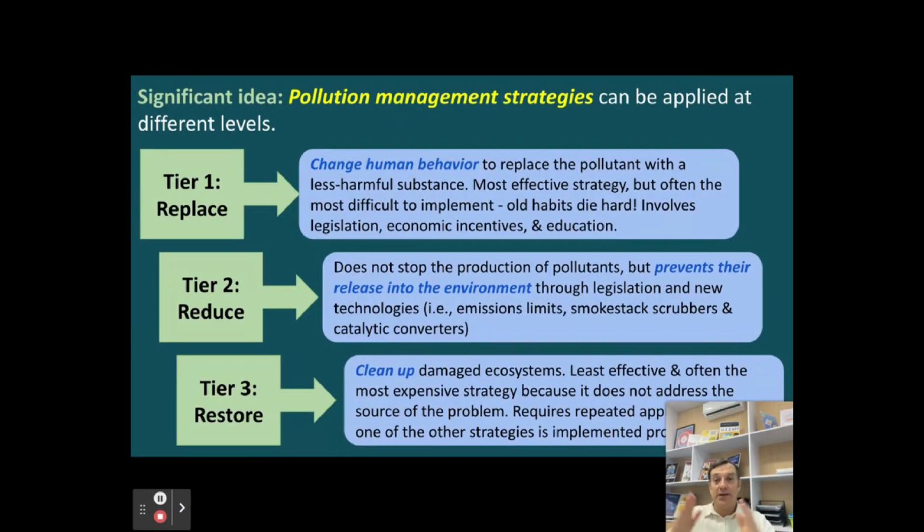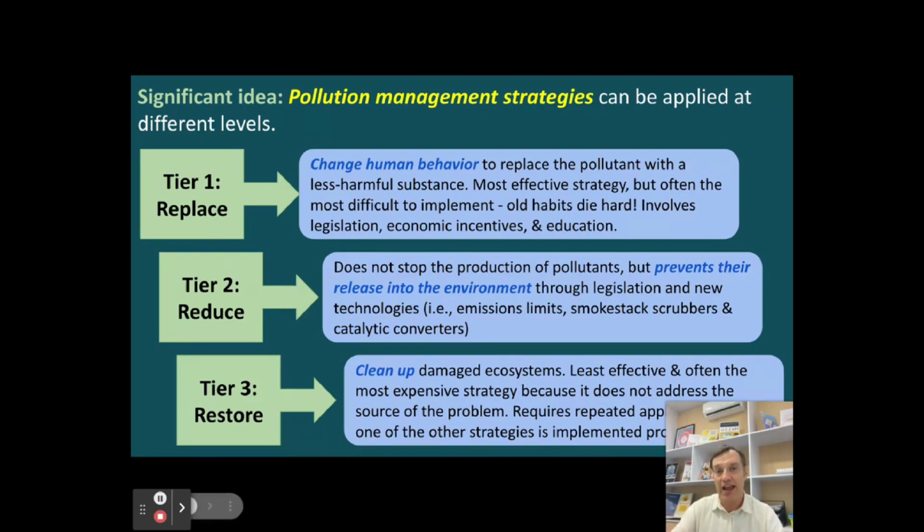Pollution management strategies. This is probably one of the most important concepts in the environmental systems and societies course. So make sure that you know this part really well. Regardless of what the pollutant is, the strategies that people have for dealing with it can be broken down into one of 3 tiers. And you might want to think of these as most effective to least effective.